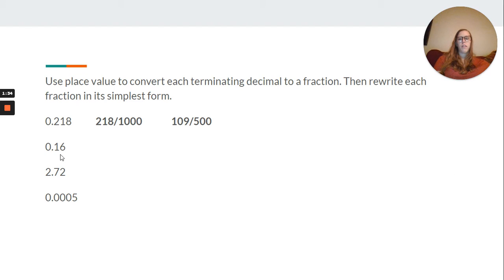And I'll do the next one with you, and then the other two you can do on your own. So we have 0.16, so 1 in the tenths, 6 in the hundredths. So we can start with 16 over 100. Again, we can simplify it by 2, and this one we actually can simplify by 4 to get 4 over 25. And the best way to do this is to go back and check. 4 times 4 gets you to 16, 4 times 25 gets you to 100. Same here, 2 times 5 is 10, 2 times 500 is 1,000, and 2 times 109 is 218.